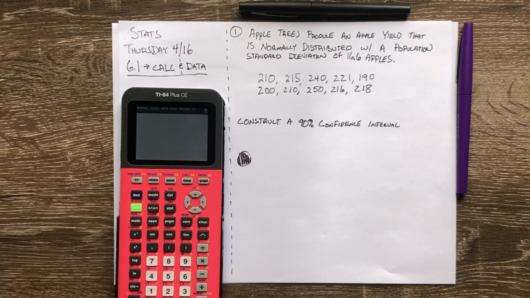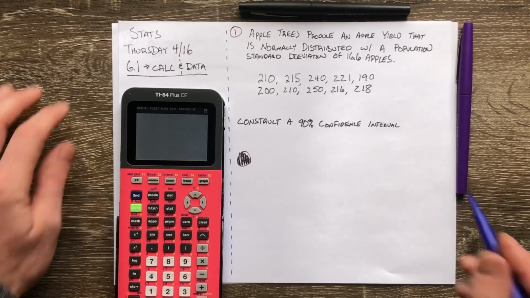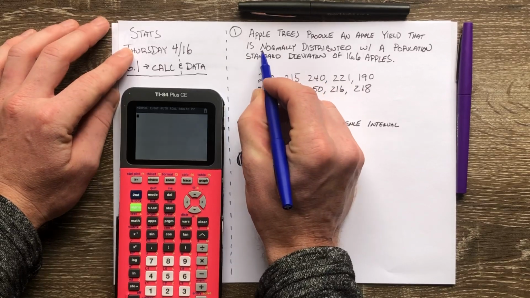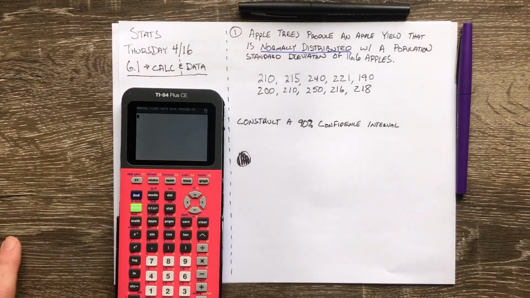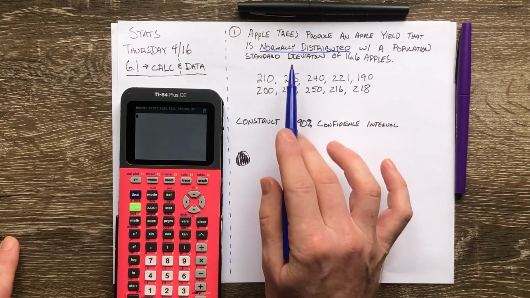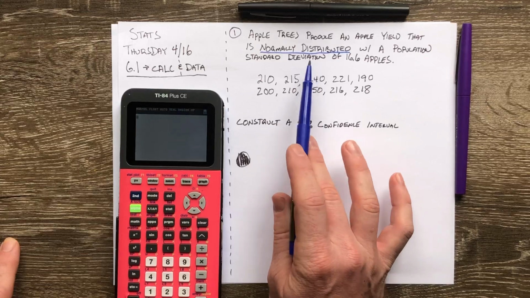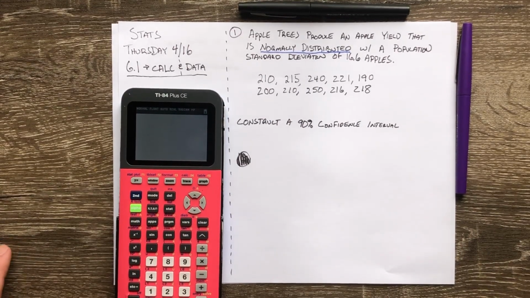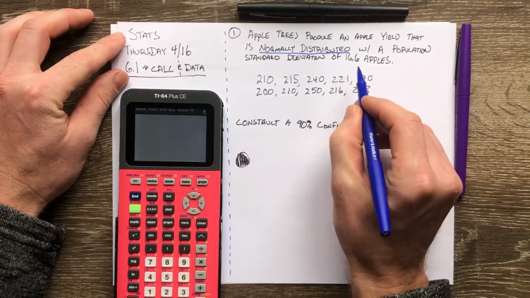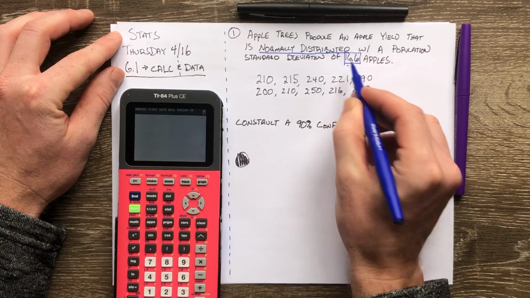Okay, so apple trees produce an apple yield that is normally distributed. So that's important. If it's not normally distributed, I'm going to need this number to be a lot bigger, right? So if it's not normally distributed, then I would need a lot more data in order to do this. But since it's normally distributed, that's fine. Here I have 10 pieces of data, and that's okay. They also give you the standard deviation of 16.6.